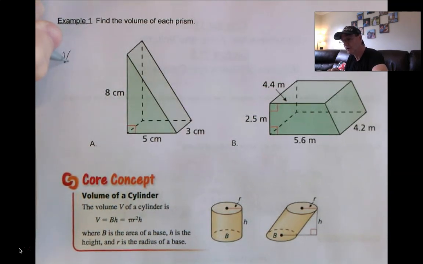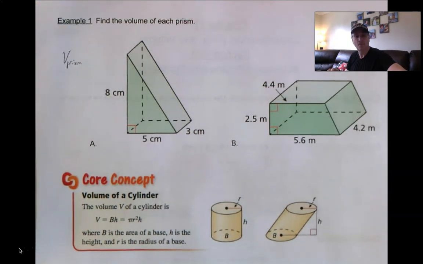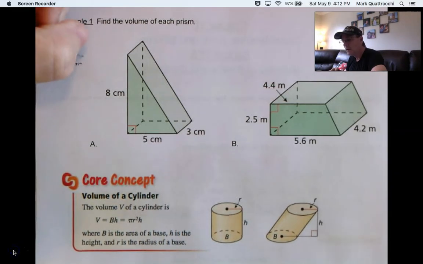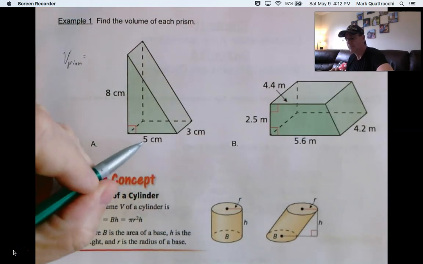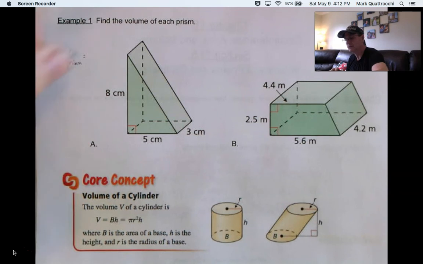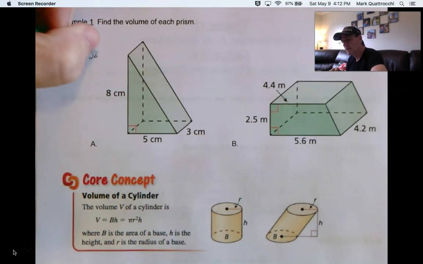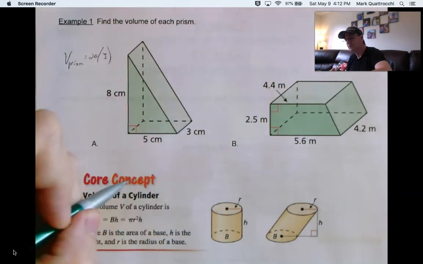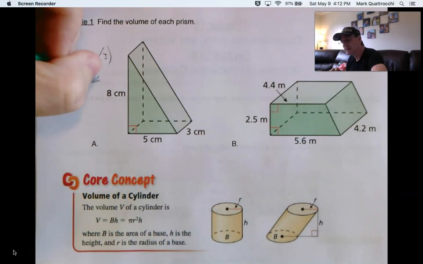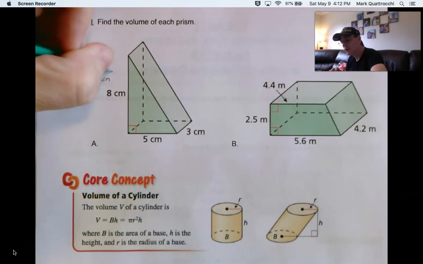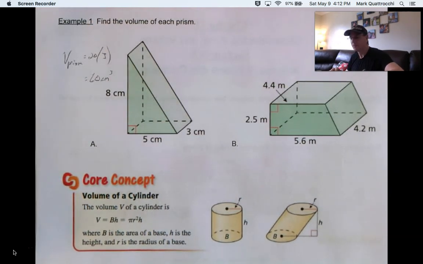So volume of this prism equals 20. So right, 5 times 8 is 40, divided by 2 is 20, times the height of the prism, which is 3. So the volume of this prism is 60 centimeters cubed.